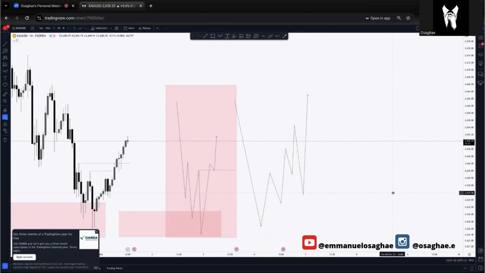Are you seeing something that's happening now? Yeah. Now, what are you identifying? I can identify a break of structure. Can I identify the first pullback? Yeah, I can identify the first pullback. This is the first pullback. Where's your first pullback? This is your first pullback.